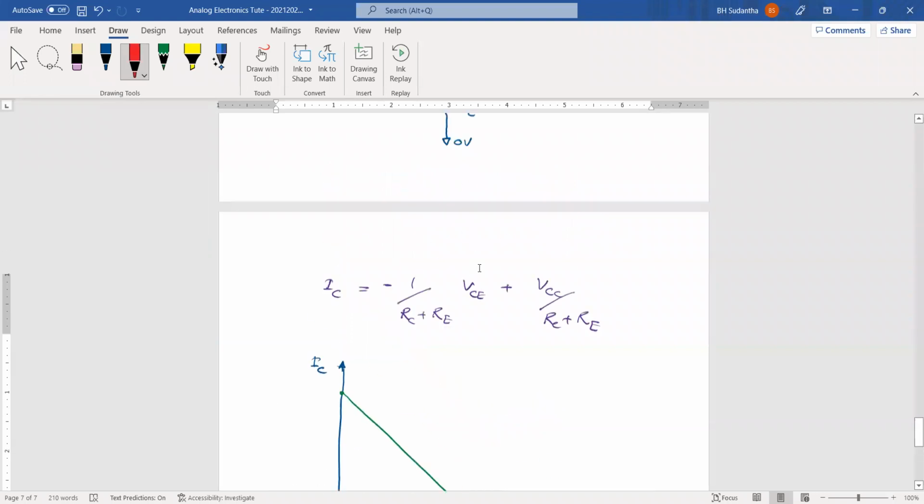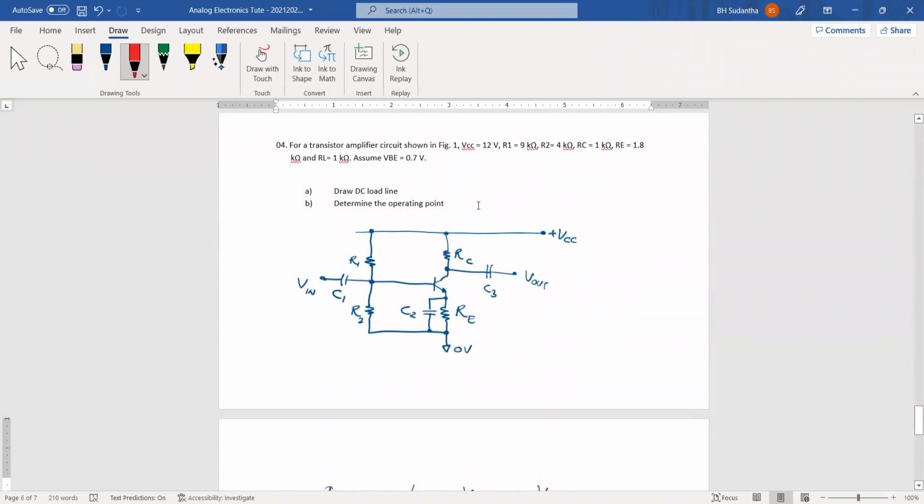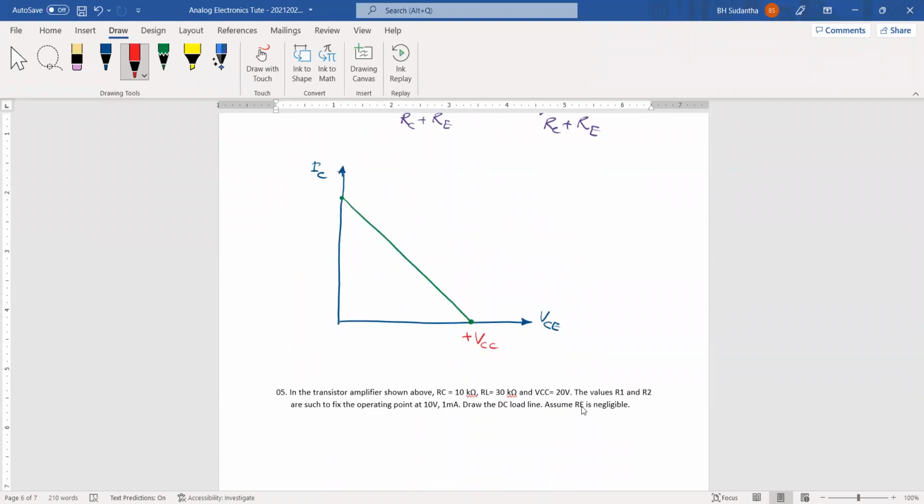Why? This is the maximum voltage. The circuit cannot go beyond that. This is the maximum ceiling. We cannot go beyond that. Because of that, this is 12 volts. Then we have to find this one.